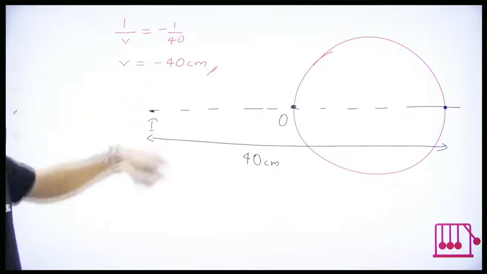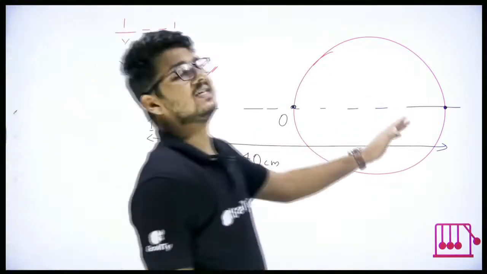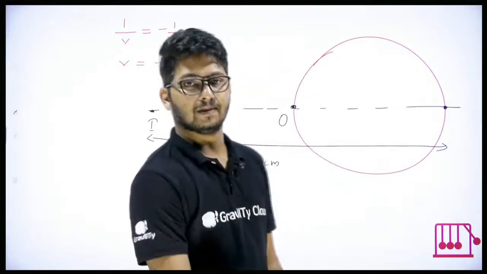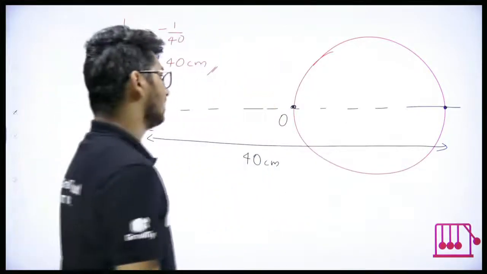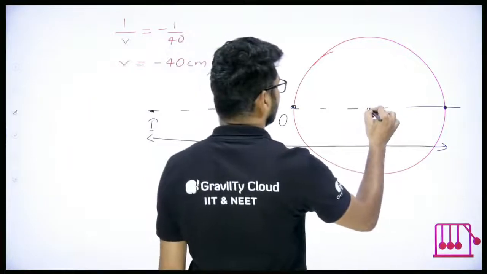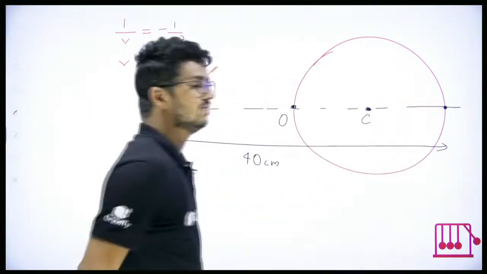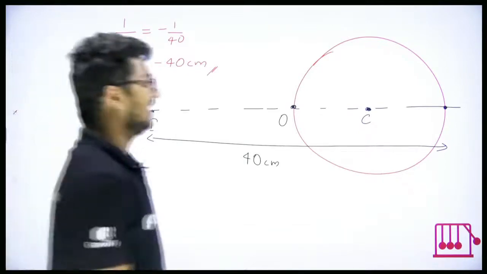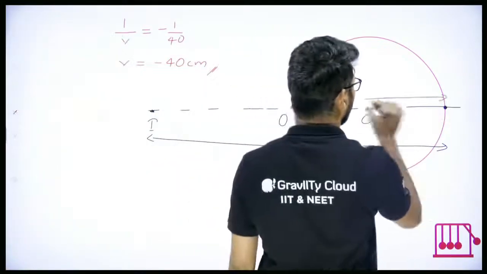That's important. V is equal to minus 40, but from where? From the spherical surface where refraction is taking place. But what do we need? What did they ask us? They asked us the distance from the center of the sphere. What is the radius, everyone? Radius is 10 centimeter.